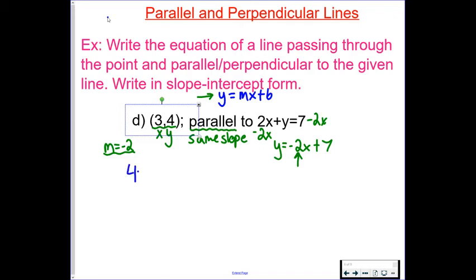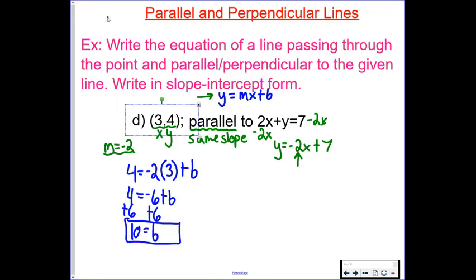A point and the slope to be able to find the y-intercept. My y is 4. My slope I said was negative 2. And the x they gave me was 3. 4 equals negative 2 times 3, which is negative 6, plus b. Add 6 to both sides. So 10 equals b.